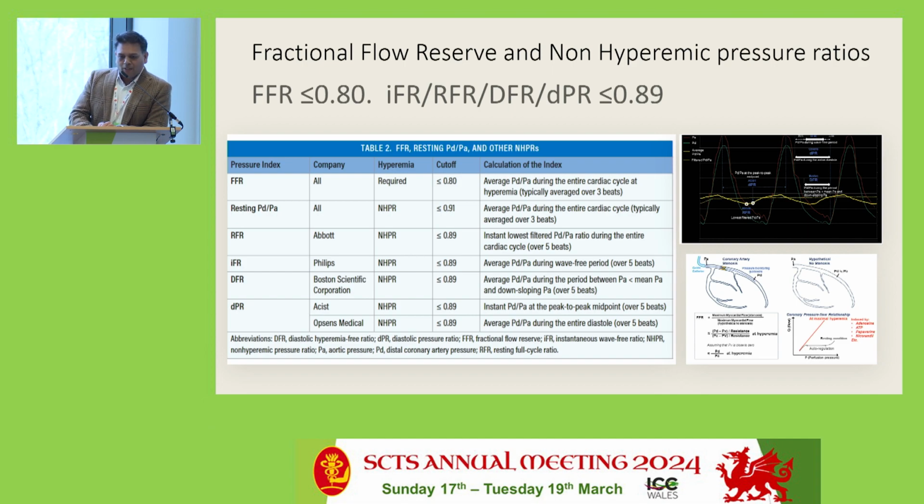The way each of these parameters is derived is different because of the patents around them. The iFR was the one which came out first and was compared with FFR, and it looks at a particular 10% diastolic period of the cycle, and the cutoff was derived at 0.89. Similarly, RFR, which is patented by Abbott, looks at the lowest numbers within the cardiac cycle. But in principle, if you remember that RFR, iFR, or DFR should be less than 0.89, that is theoretically equivalent to an FFR of 0.80. That's the most important thing to remember.